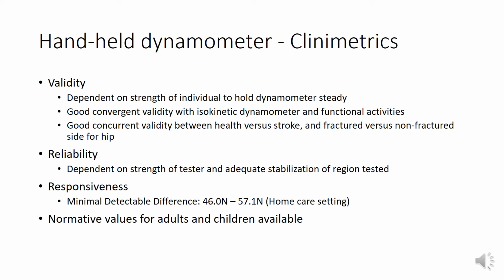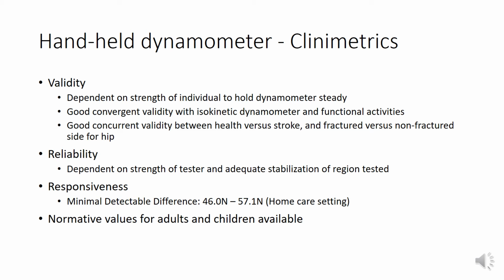Despite the simplicity of use for the handheld dynamometer, its clinimetric properties are interestingly adequate. For example, the convergent validity of the handheld dynamometer is good when compared with isokinetic dynamometry and functional activities used to measure muscle strength. For concurrent validity, the tool is able to discriminate between subpopulations on the construct of interest. The handheld dynamometer can differentiate between healthy individuals and people with stroke on muscle strength.